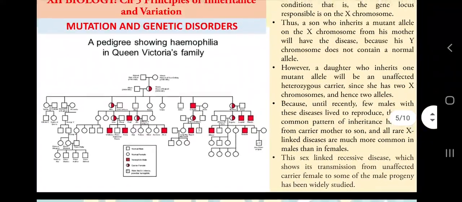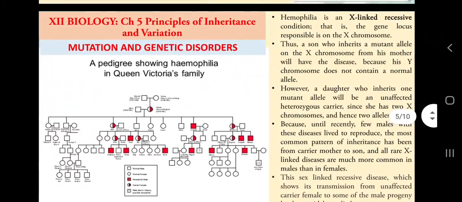Now, hemophilia is an X-linked recessive condition, which we have learnt till now. That is, the gene locus responsible is on the X chromosome. What is locus? The location of any gene. We have learnt this in my genetic terminology video, which was the first video of this series.